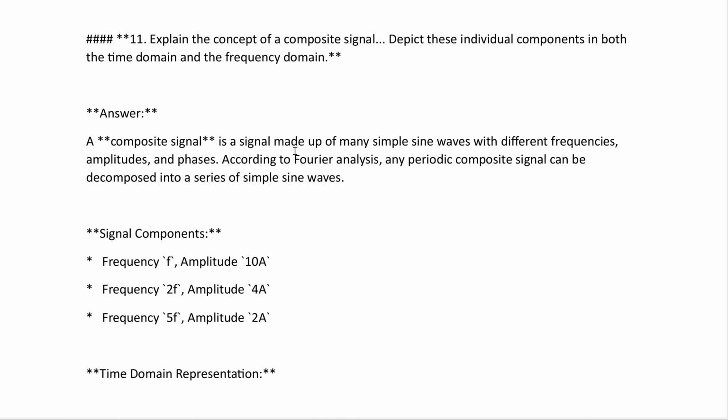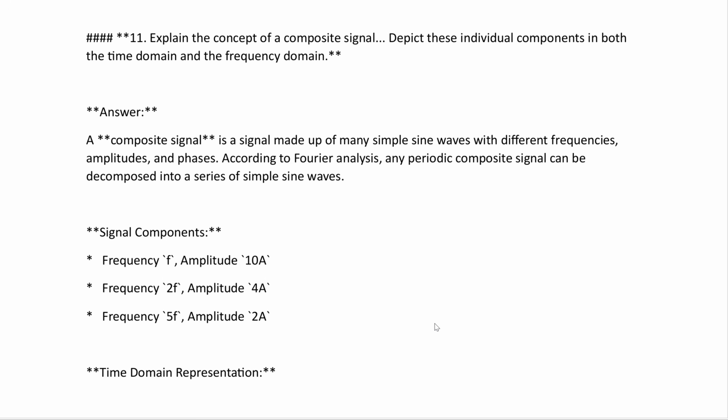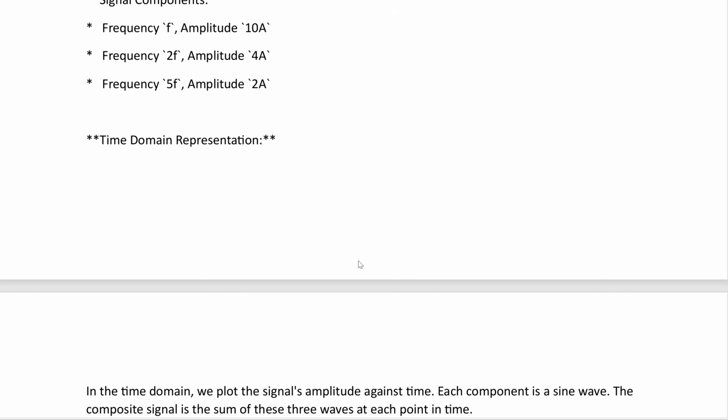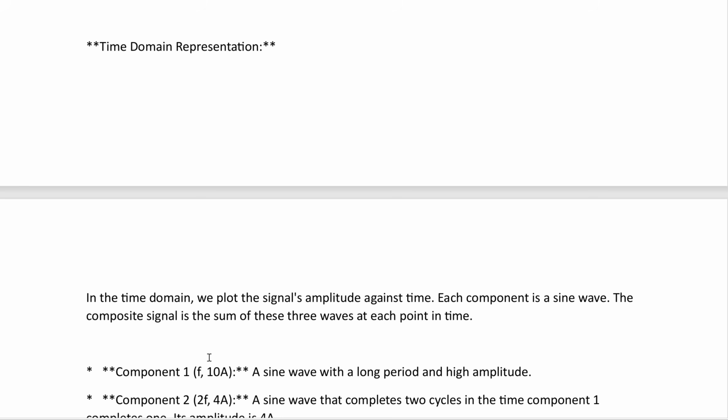So a composite signal is a signal made up of many simple sine waves with different frequencies, amplitudes and phases. According to Fourier analysis, any periodic composite signal can be decomposed into a series of simple sine waves. So the signal components given to us are: frequency f, amplitude 10a; frequency 2f, amplitude 4a; frequency 5f, amplitude 2a. Now the first representation is the time domain representation.